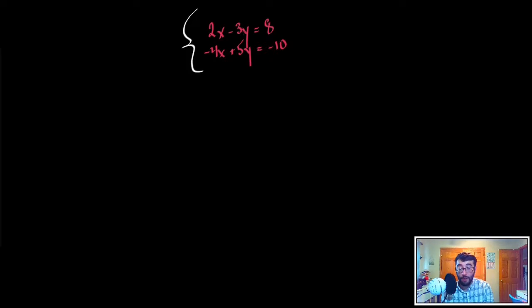Same thing if I try to solve for y here. Negative 3 doesn't go into 2 or 8, and the same thing with this equation. So that's what I mean by can I easily solve for a variable.